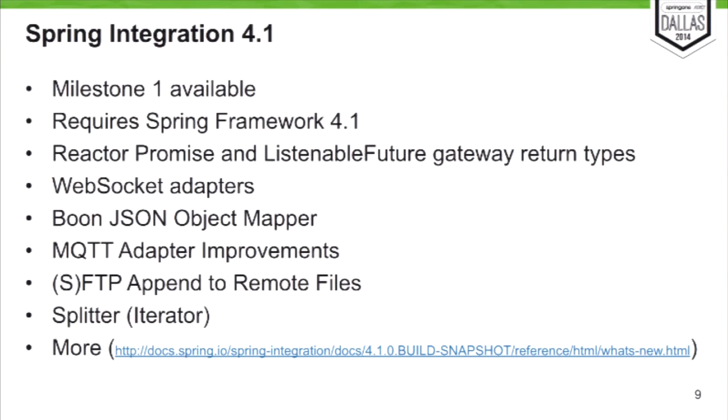We've added reactor promise and listenable future return types to gateways. Previously, we've been looking at gateways. We've just been doing send and response. We have an async gateway where if you define your return type of the gateway method as a future, then you can go away and send off your request to the gateway, do more work, and then do a get on the future to wait for the response. It's still a blocking return with both reactor and with the listenable future. Listenable future was added to Spring in Framework 4.0, and we've now added that as a capability to the framework.